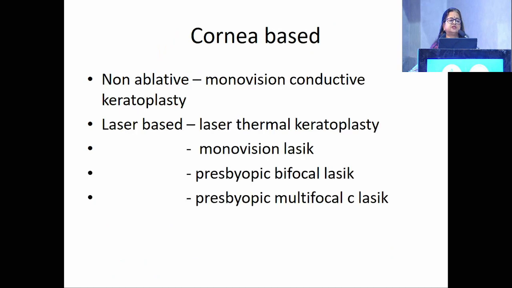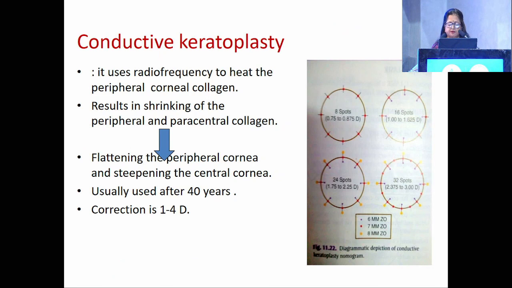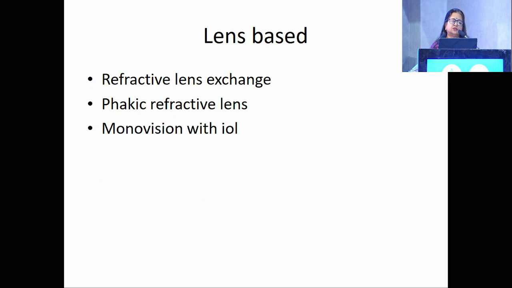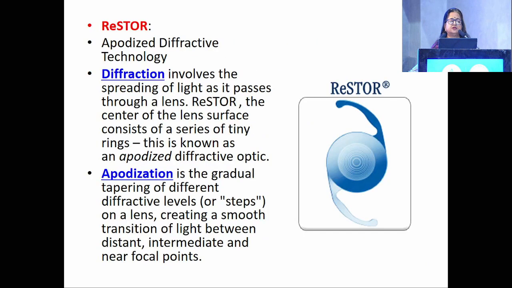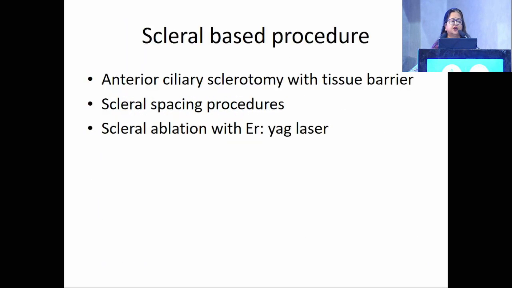So what are the surgical procedures? The surgical procedures were very nicely described by my previous speakers. Conductive keratoplasty uses radio frequency waves to heat the peripheral corneal collagen, which results in shrinkage of the peripheral and paracentral collagen, flattening of the peripheral cornea, and stiffening of the central cornea. Usually used after 40 years, correction 1 to 4 diopters. So these are the various surgeries very nicely explained by my previous speakers.